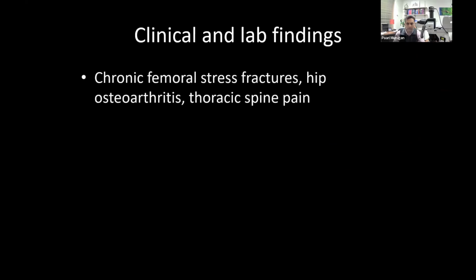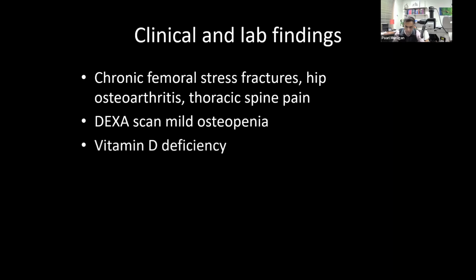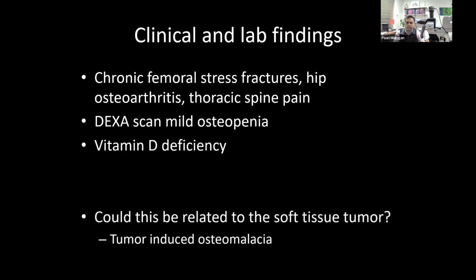So the additional features in this case that we need to look at are the clinical and laboratory findings, and not just the morphology and our ancillary tests. So these were very interesting in this patient. He actually presented with chronic femoral stress fractures, osteoarthritis, and thoracic spine pain because of collapse of the thoracic vertebra. And the DEXA scan actually showed that he had mild osteopenia, and the vitamin D was also deficient, which was later on corrected. So could this actually be all tied together?